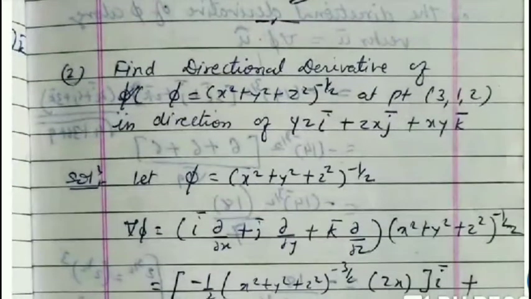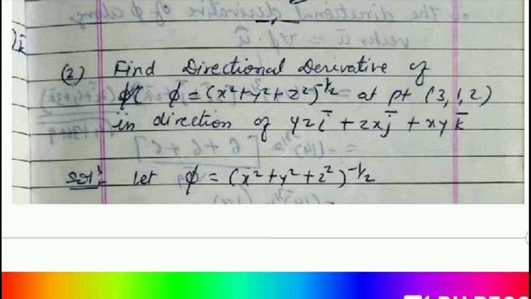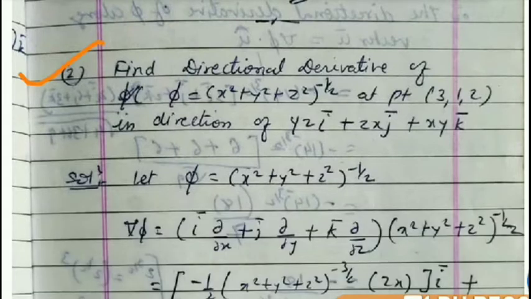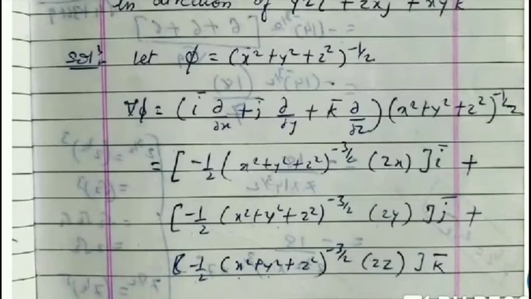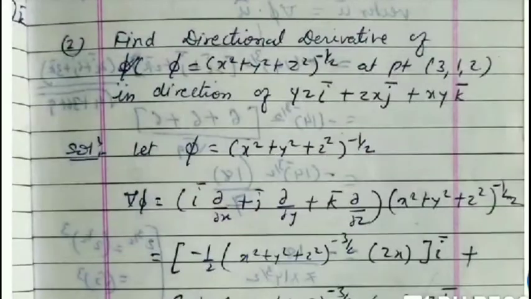Okay, next question is: find the directional derivative of phi, where phi is (x square plus y square plus z square) to the power minus 1 by 2, at the point (3, 1, 2) in the direction of yz i plus zx j plus xy k. So in this question, phi is (x square plus y square plus z square) to the power minus 1 by 2 and the direction is the given vector.